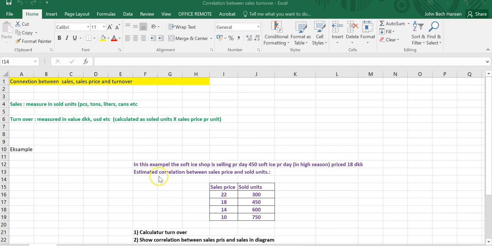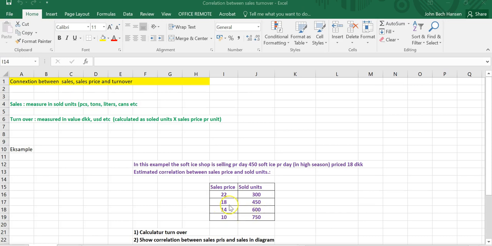So in this case, we have estimated a correlation between the sales price and the number of sold units. And we can see here the sales price of 18 is exactly 450 sold units. Now, this is theory, of course. One day it could be 460, another day it could be 440. But this is the best estimation we can get. Also, we can see that if we put up the price, customers will drop out, and if we put down the price, we can attract more customers.